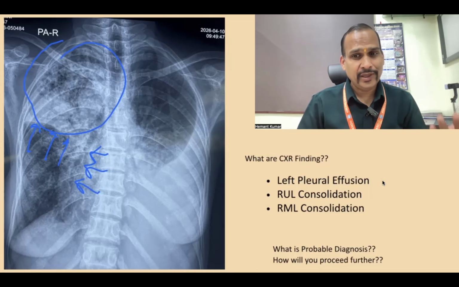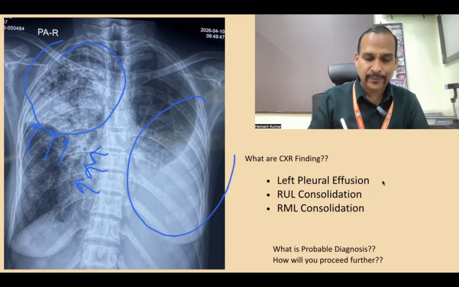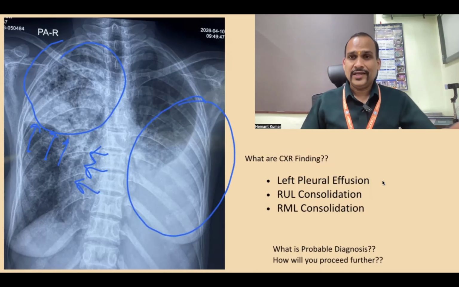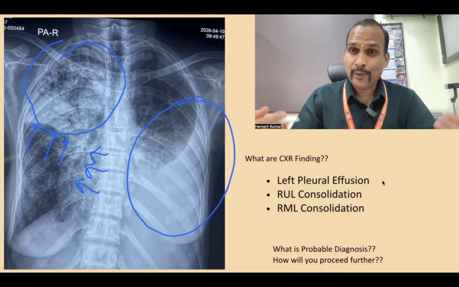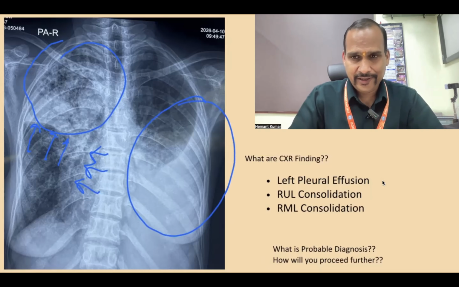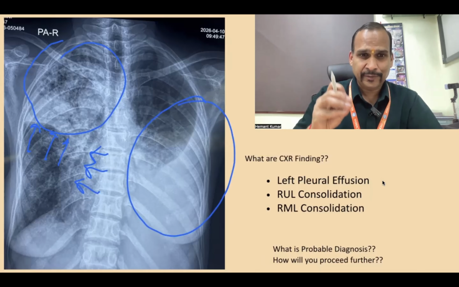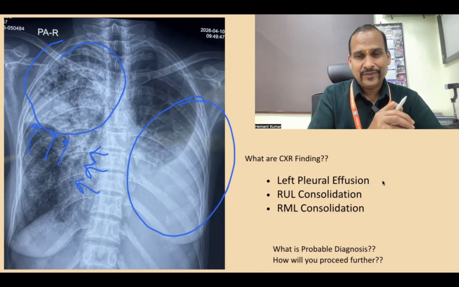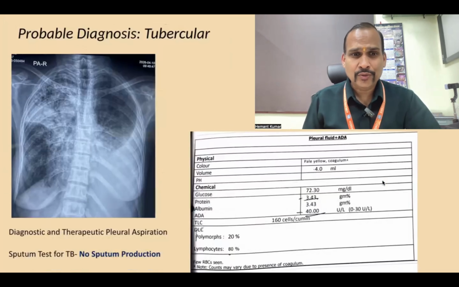So what is the probable diagnosis? And of course, on the left side there is moderate pleural effusion. So with this background, what's your probable diagnosis and how will you proceed further? A 37-year-old female with constitutional symptoms with this X-ray. The probable diagnosis is tuberculosis, right? So what to do now?